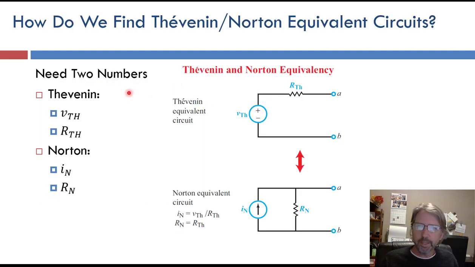So for either the Thevenin or the Norton, we need two numbers. For the Thevenin, we need the Thevenin voltage and the Thevenin resistance, and for the Norton, we need the Norton current and the Norton resistance. So we have to do two analyses. Sometimes people get kind of tired out and they do the first one and they stop. So make sure you do both analyses, get both numbers when you're doing these problems.